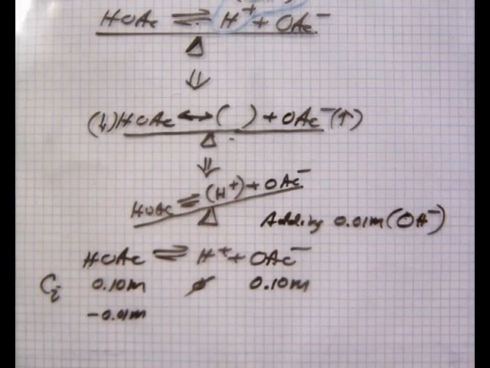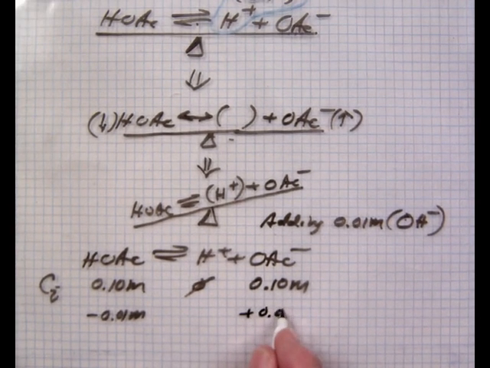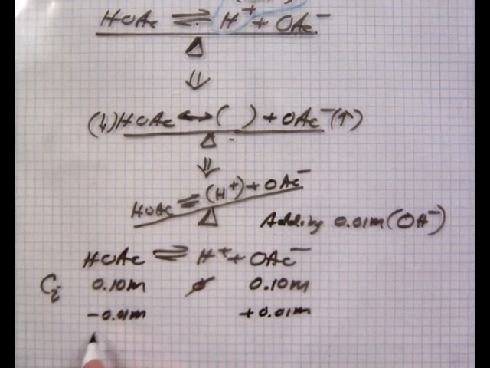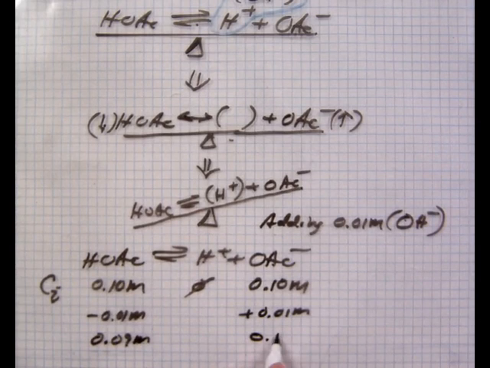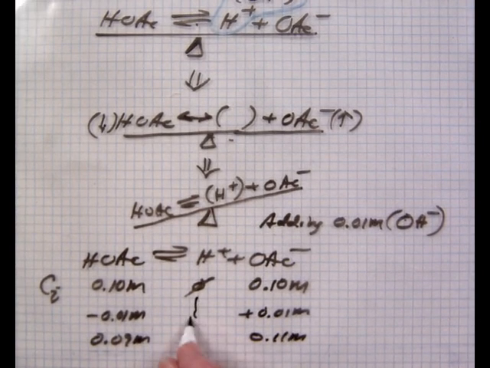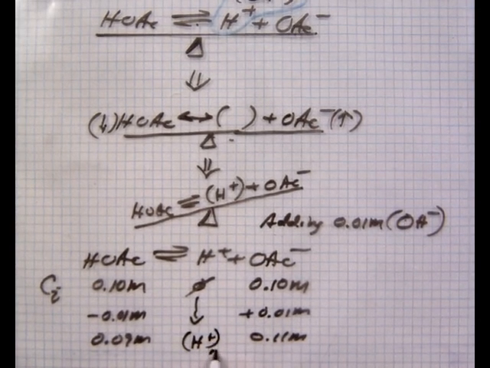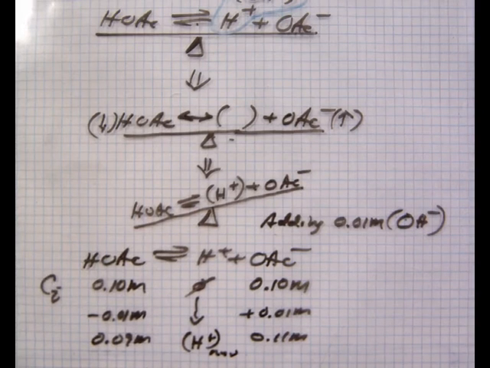Excess OH, something like that. That's basically what you'll have to deal with. I just have different numbers. Okay, and this will go up by 0.01 molar, and so this side over here is 0.9 now. This one's 0.11 molar, and so you get your new hydronium ion concentration.